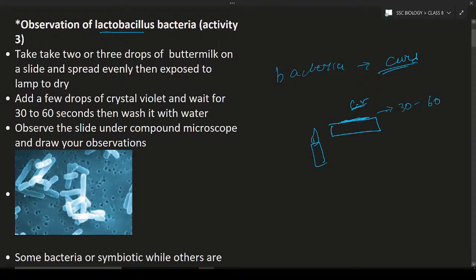Then after 30 to 60 seconds, we have to wash it with water. Then dry the slide. Then take the slide and observe it under the microscope for a clear observation.